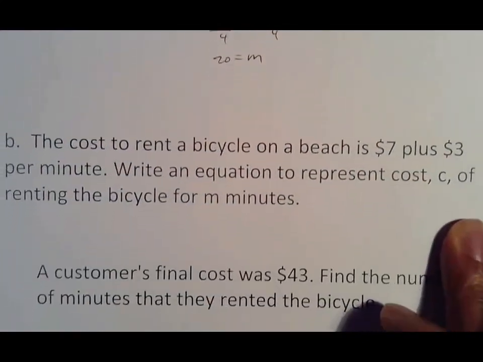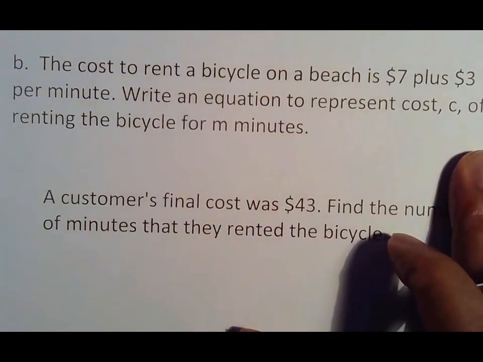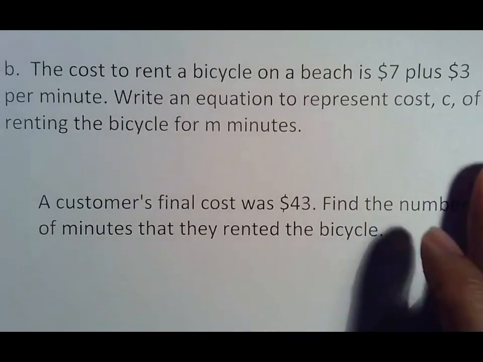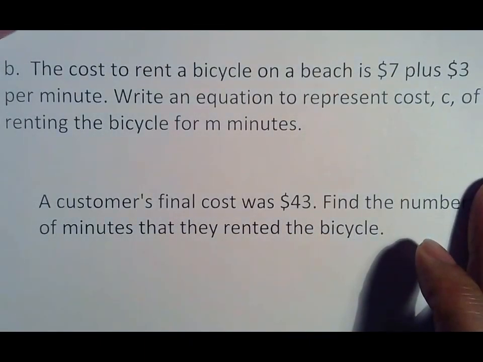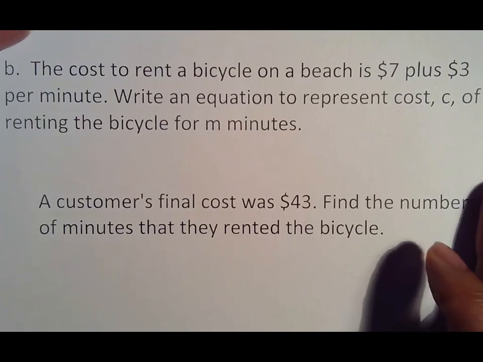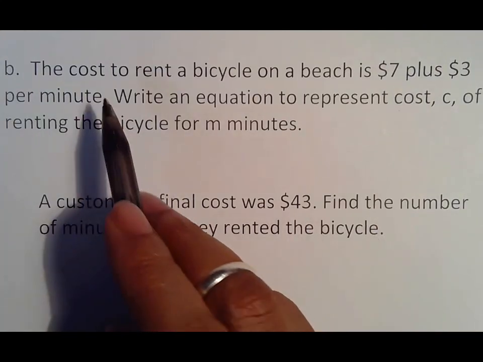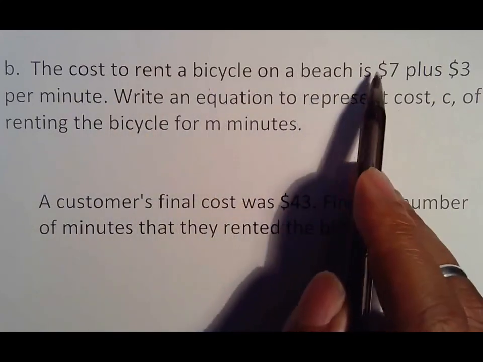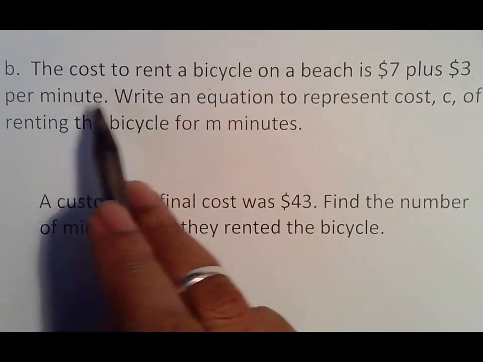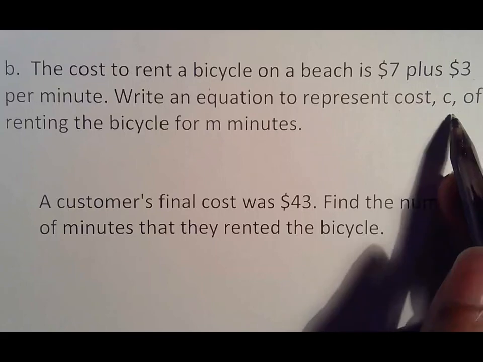We'll do one more together real fast. Again, make sure you watch, get the idea, and then the best thing to do is copy it afterwards so you can actually see it and know what's going on, and have the notes there to help you out. I would listen first and then pause it when I get to the end of it. The cost to rent a bicycle is $7 plus $3 per minute. Write an equation to represent cost C for m minutes.